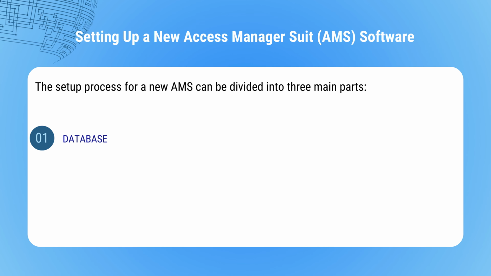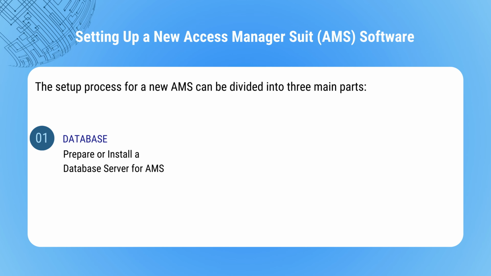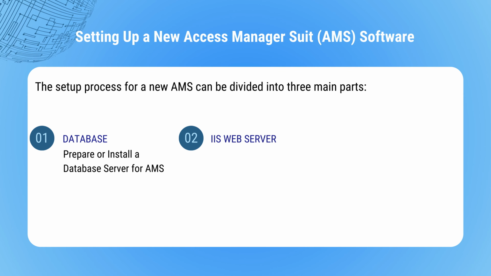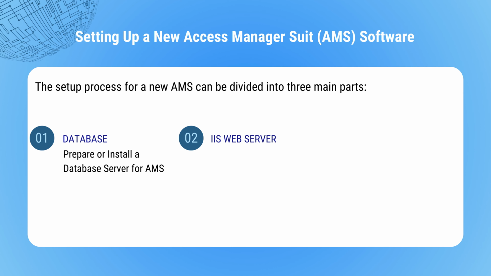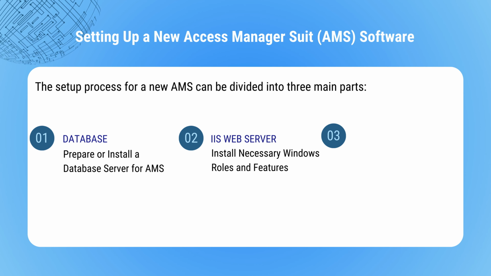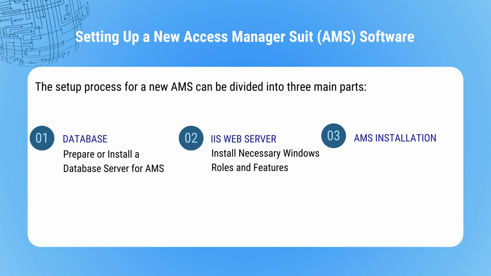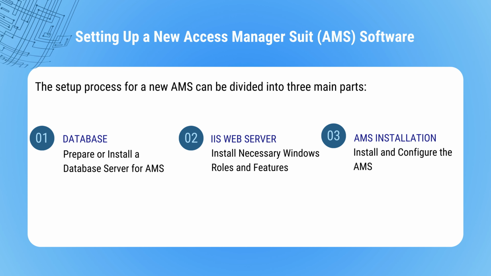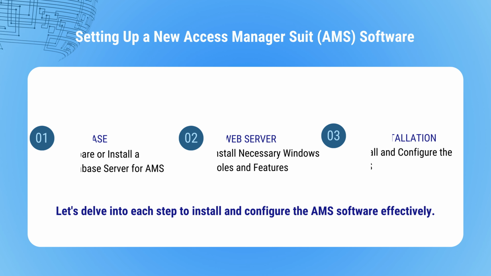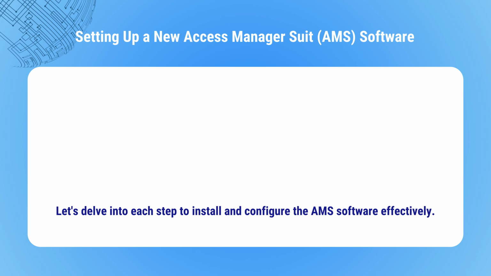1. Database. Prepare or install a database server for AMS. 2. IIS web server. Install necessary Windows roles and features. 3. AMS installation. Install and configure the AMS. Let's delve into each step to install and configure the AMS software effectively.